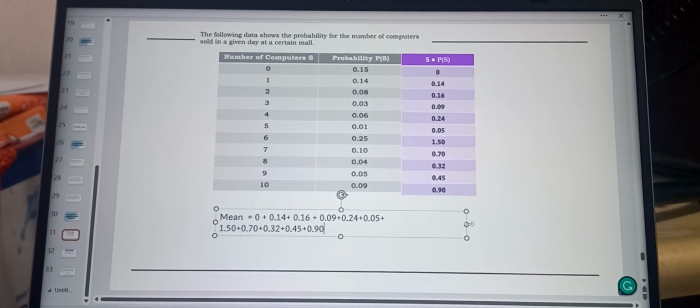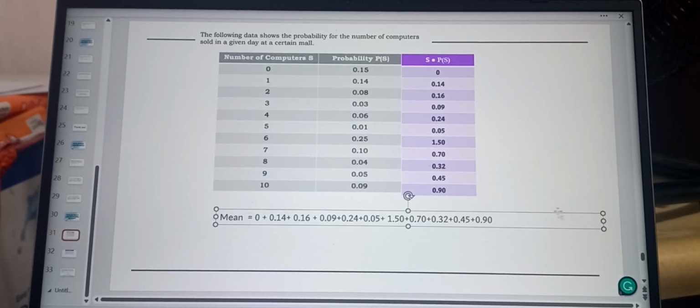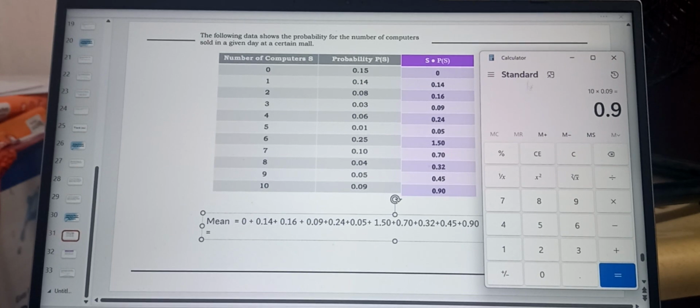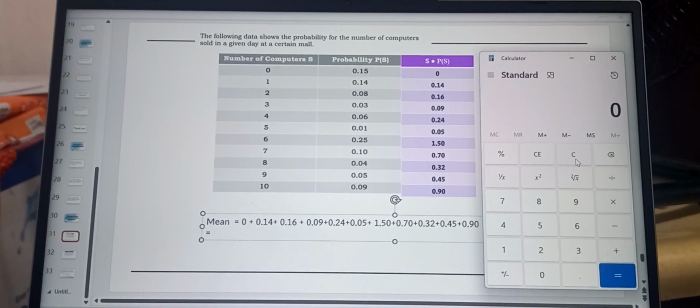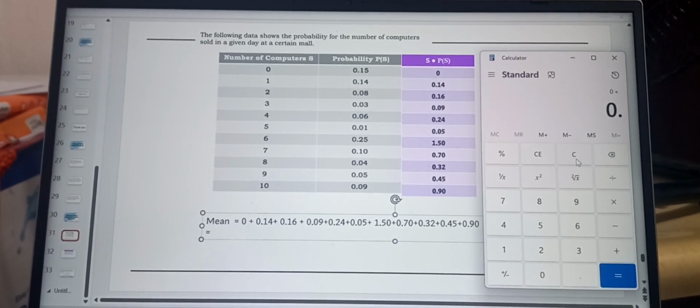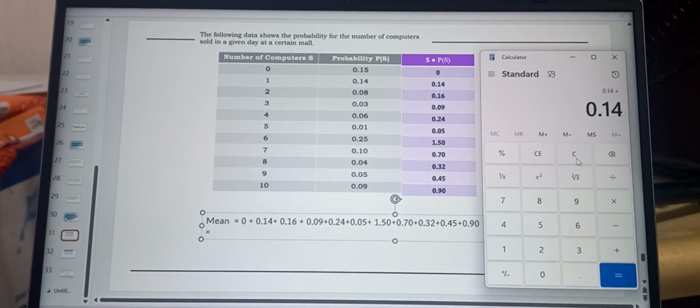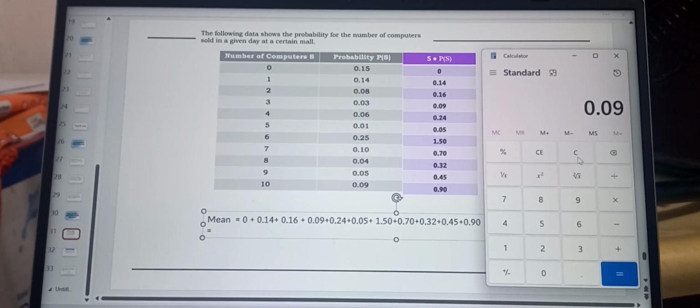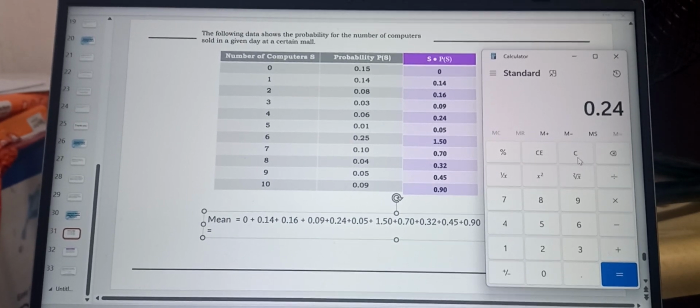Okay? So again, anong kinuha natin? Yung product, i-add natin siya lahat. So therefore, what is the answer? Sige, kunin natin yung calculator natin. Sabay-sabay tayong mag-add. Okay? So, 0 plus 0.14 plus 0.16 plus 0.09 plus 0.24.